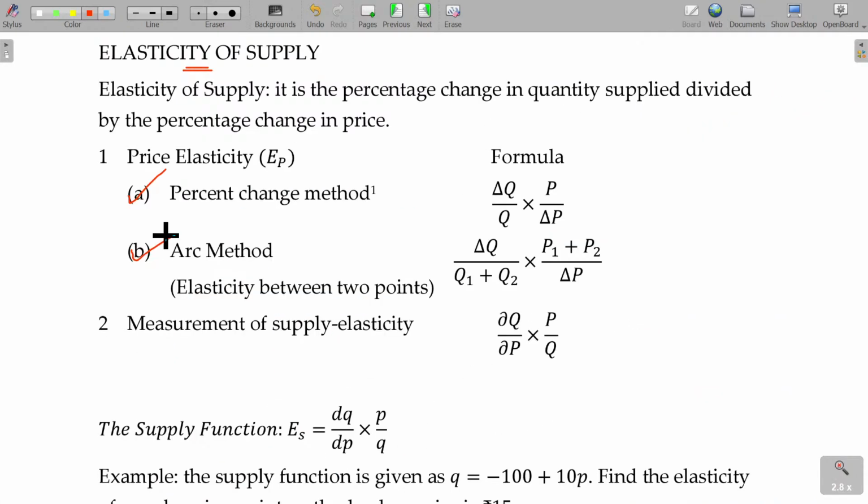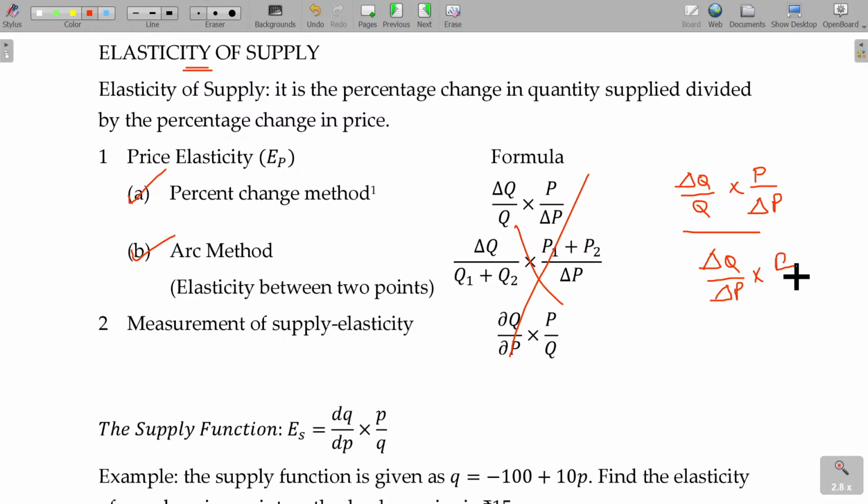In the point method, the formula derivations you can reflect with what you learned in elasticity of demand. Change in quantity divided by change in price, times P by Q. That's how you can rewrite this. This is called elasticity of supply, especially for a supply function. You can keep this in your mind.